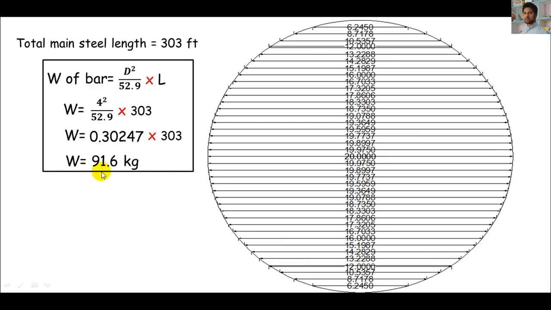It's 91.6 kg just for the main bars, and this is about 0.09 ton, I think. You just calculate that by yourself.